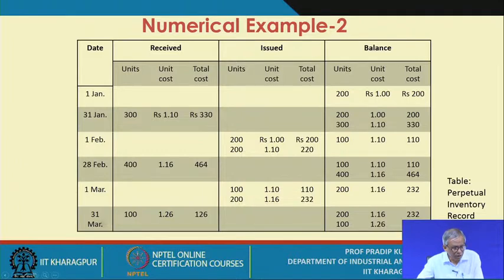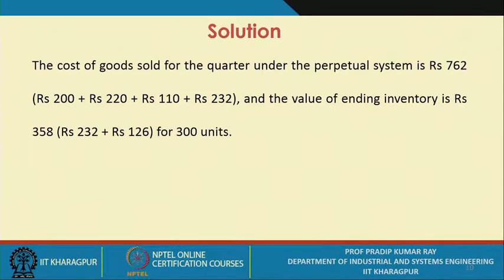So, similarly on 31st March you are receiving 100 units with a price of 1.26. So, the cost is 126. So, now what you do, you have 200 units, you add 100 units over here with a value of 126. So, this is basically the perpetual inventory record. Is it okay? So, all the points are made very clear. I do not think there will be any doubt on this.